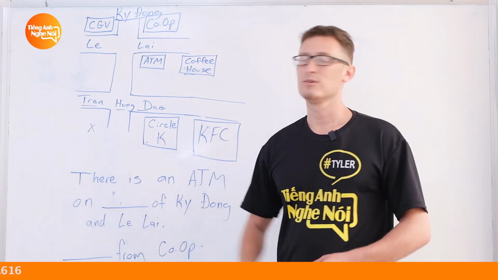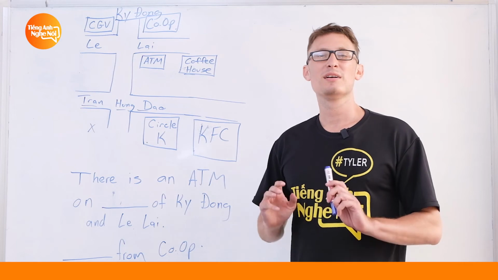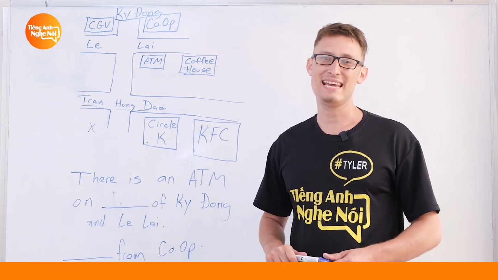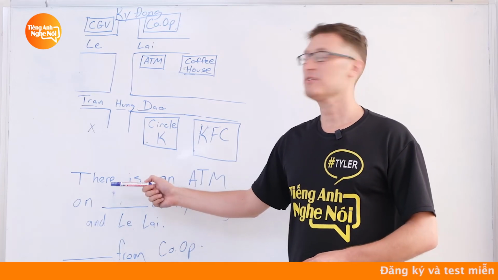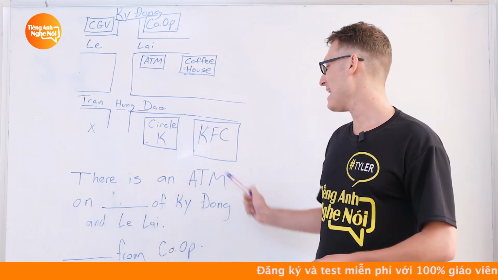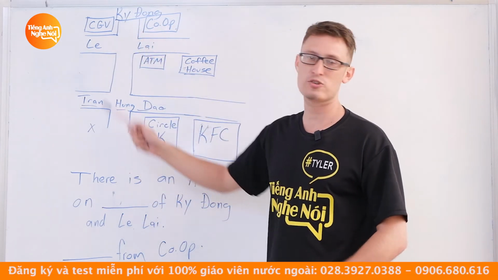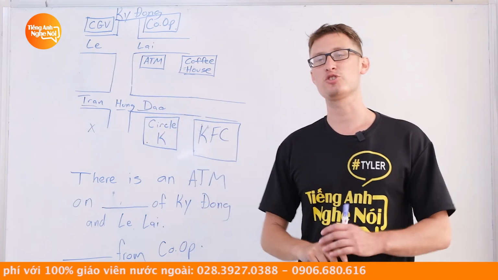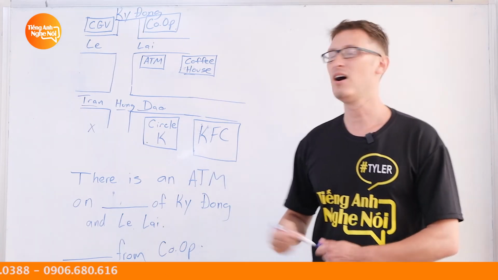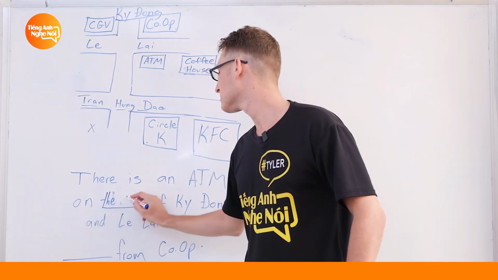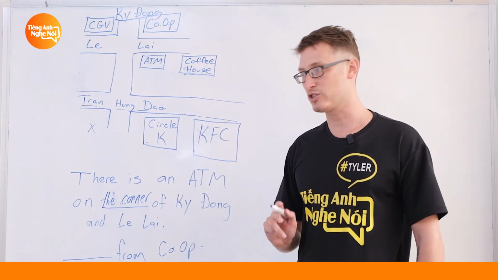Okay, we are here. I come to you, I say, excuse me, where is an ATM? Now, the ATM is here. You can say, there is an ATM on, now what do we say? Kidong Street and Leilai Street. What should you say? It is on the corner of Kidong and Leilai Street.